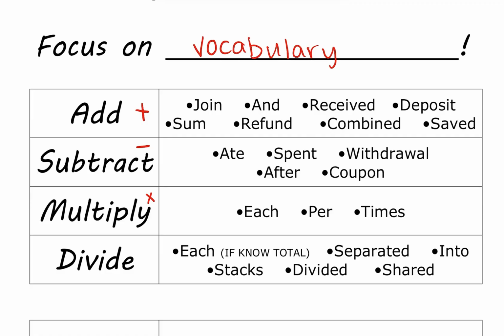And notice each is in both multiply and divide. It just depends on whether or not you know the total. If you know the total, you're dividing. If you don't, you're multiplying.